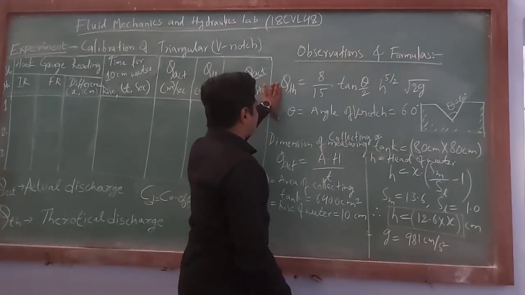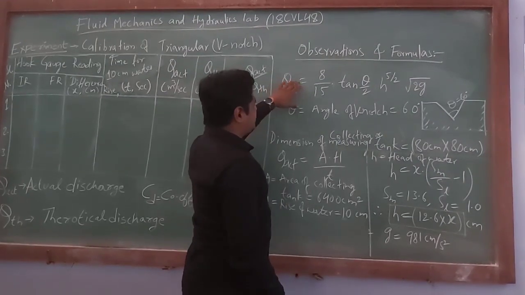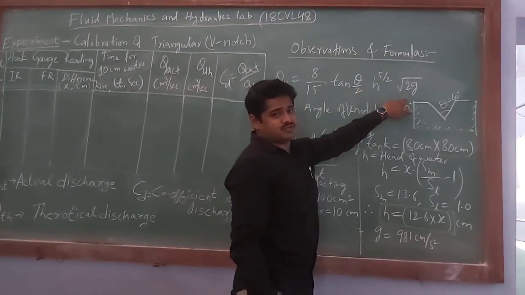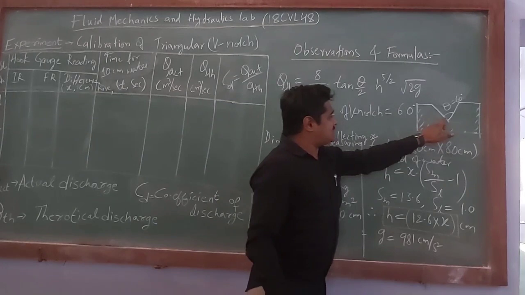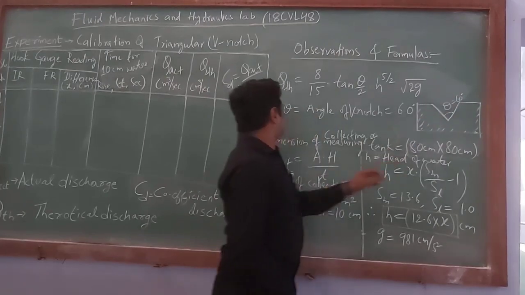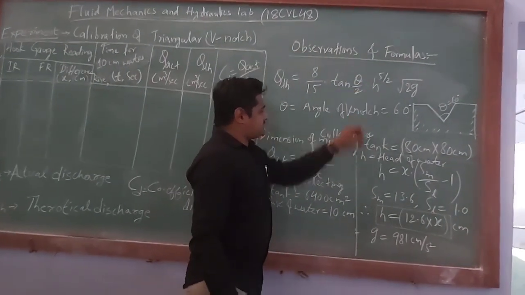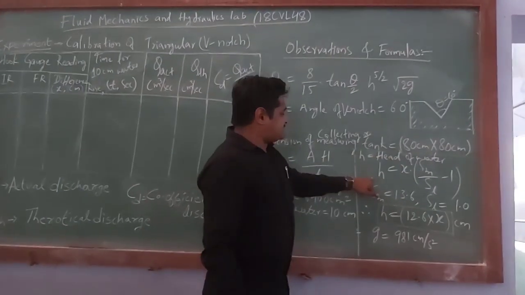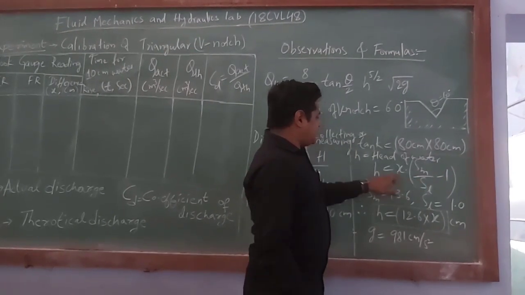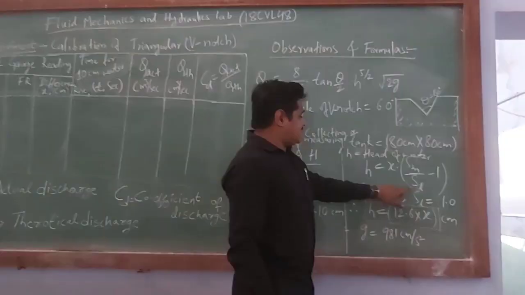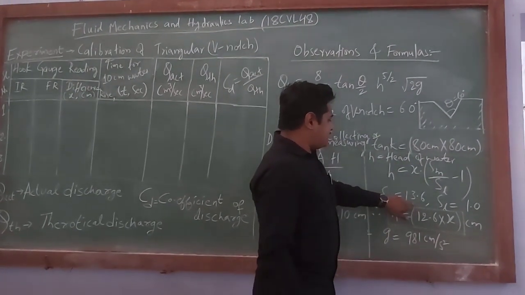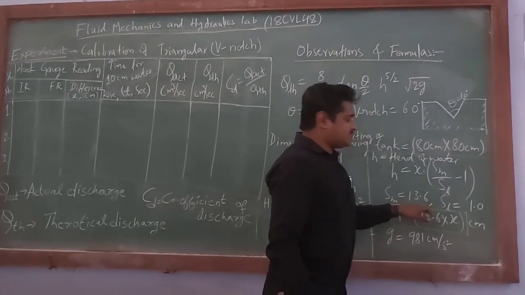This is the standard formula to find out Q theoretical for V notch, that is 8 by 15 tan theta by 2 h to the power 5 by 2 root 2g, where theta is nothing but the angle of the V notch, that is 60 degrees. And h is the head of water, given by the formula x into Sm by Sl minus 1, where Sm is the specific gravity of mercury and Sl is the specific gravity of liquid. So Sm is equal to 13.6, it is a standard value, and Sl is 1.0. These both are standard values.